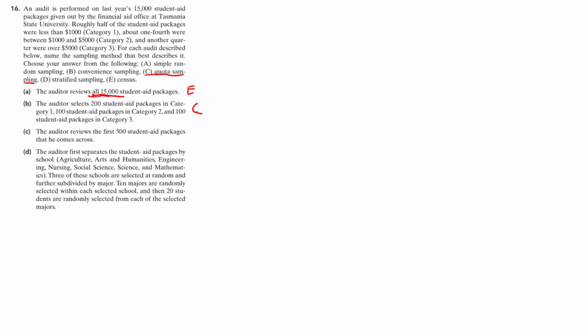We're going to have 200 student aid packages in Category 1, 100 student aid packages in Category 2, and 100 student aid packages in Category 3. The auditor reviews the first 500 student aid packages that he comes across, and that's B. It's just convenience. There's no reason behind it. It was just easy.